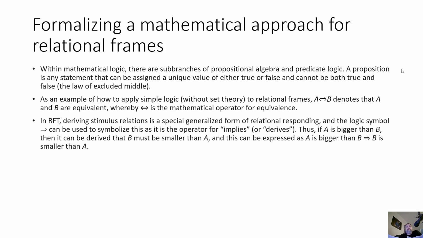Now, within mathematical logic, there are sub-branches of propositional algebra and predicate logic. A proposition is any type that can be assigned a unique value of either true or false and cannot be both true and false. So in logic, things are true or false. A is bigger than B. Is that true or is that false? Now, you might say it might be true in one context but not another context, and that's absolutely fine.